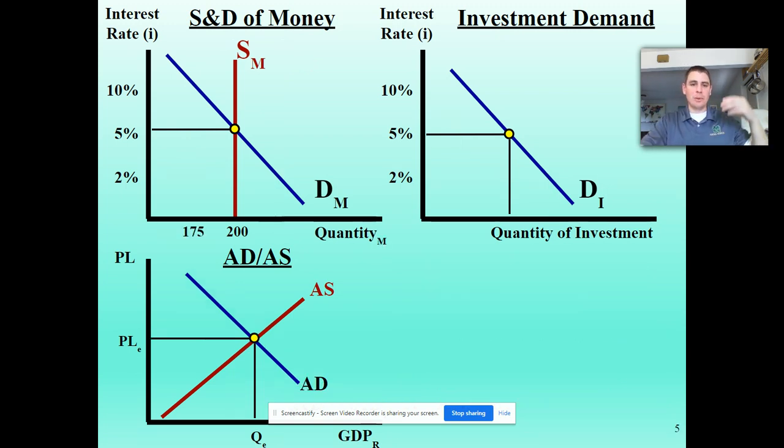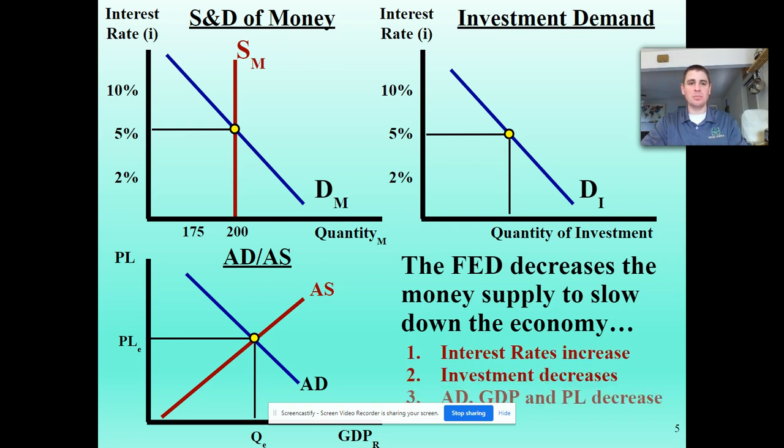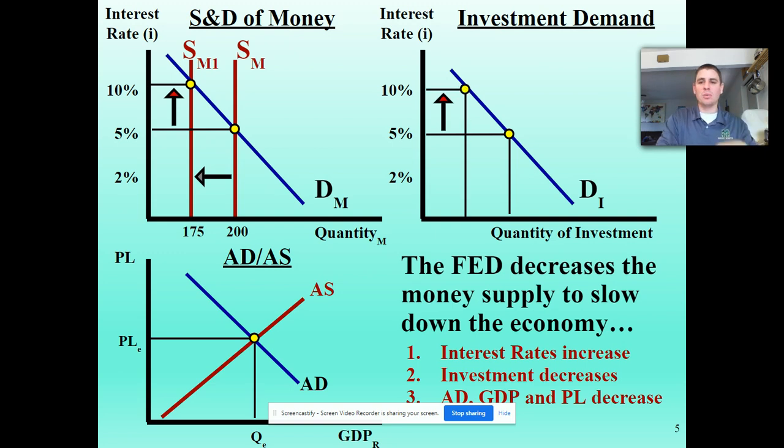Hopefully you have this from 4.2, but here you go. So if the Fed decreases the money supply to slow down the economy, the money supply decreases up top. The money supply shifts to the left. How does that influence interest rates? Well, interest rates increase. If interest rates increase, do loans become more or less desirable? Less desirable. They become more expensive. That's going to cause investment spending to decrease. If investment spending decreases, aggregate demand will shift to the left.